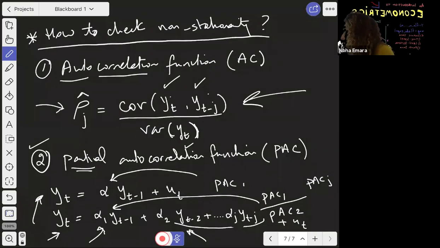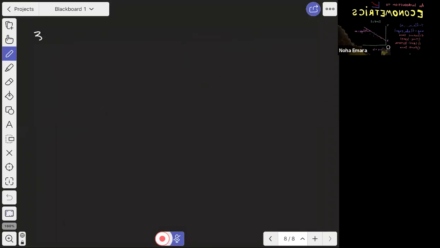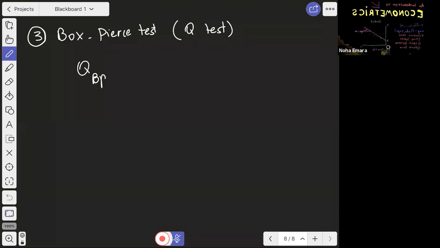All right. Before I show you in Stata, let me talk about the third way you can test whether you have autocorrelation or significant autocorrelation or not. It's called the Box-Pierce test, and it's famous as the Q test. So the Q BP, because we have another Q test.